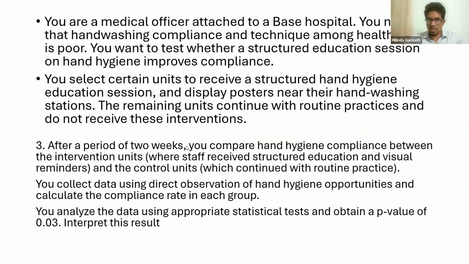So you do the study, you give the intervention, and after a period of 2 weeks, you find that the people who were given the intervention are doing much better. Their behavior is good, and hand hygiene behavior is good compared to the control group. You do a statistical analysis to compare the two groups, and you get a p-value of 0.03. How would you interpret this result?